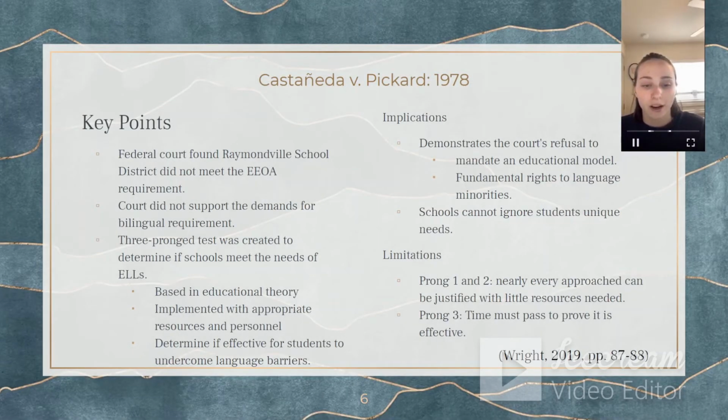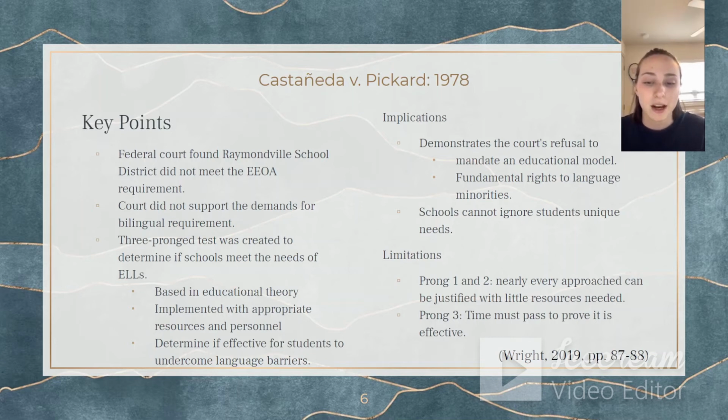A federal court found Raymondville School District was not meeting the EEOA requirement in Castañeda versus Pickard. The court did not support the demands of bilingual requirement. This case caused the three-prong test, which determined if schools meet ELL needs. Based on the educational theory, provide appropriate material and personnel, and provide evidence of students overcoming language barriers.